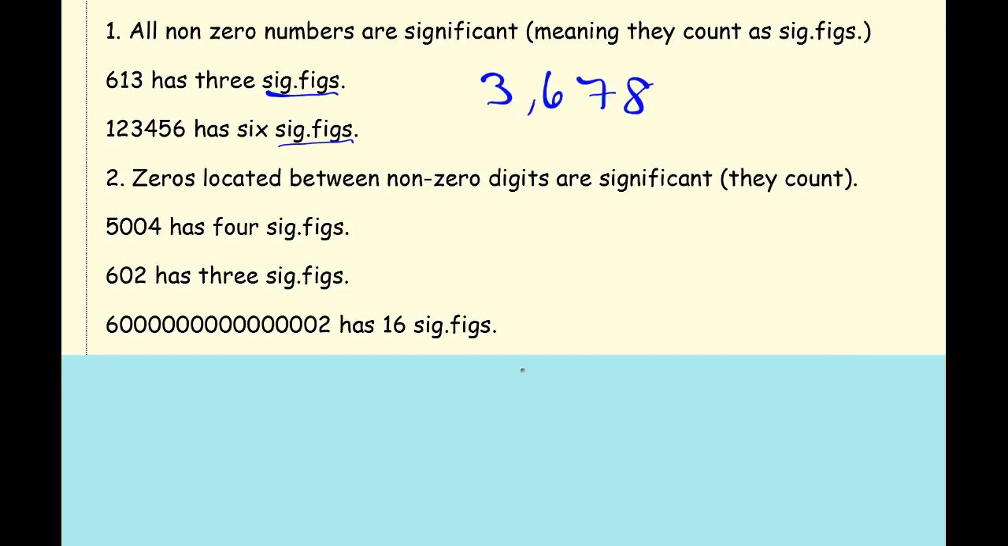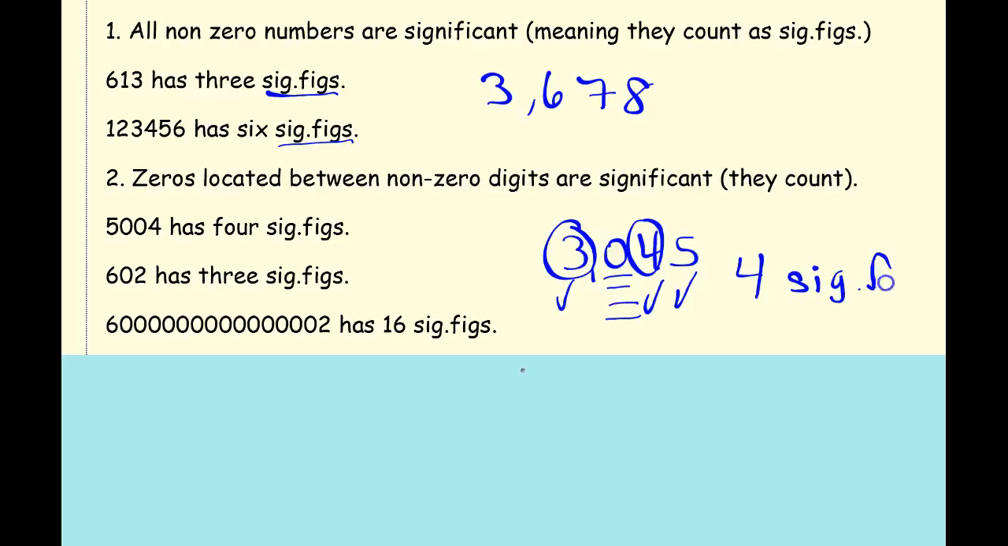Let's take a look at one more example using the second rule for significant figures. Let's say we have the number 3,045. The first number 3 will count because according to rule 1, it's a non-zero number. Number 4 will be the same and number 5 will be the same. This 0 would also count because it's in between 2 non-zero numbers. So we would have to count in all 4, and we can say that this quantity 3045 has 4 sig figs or significant figures.